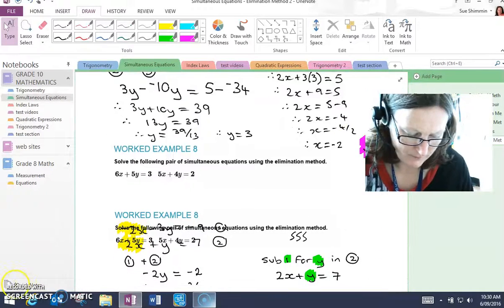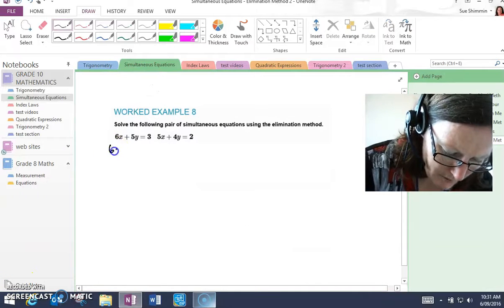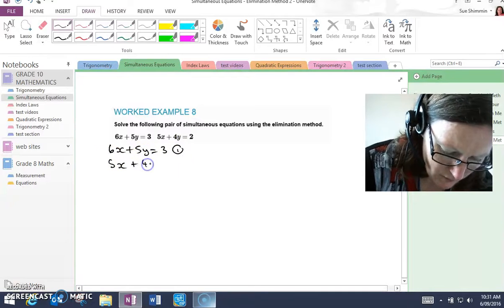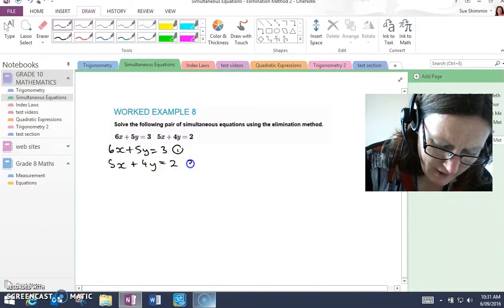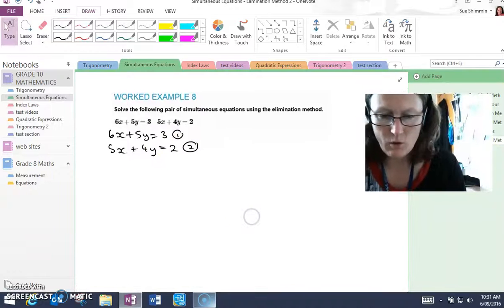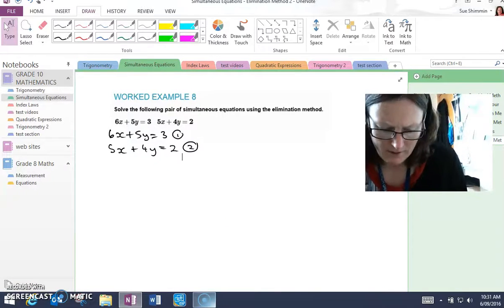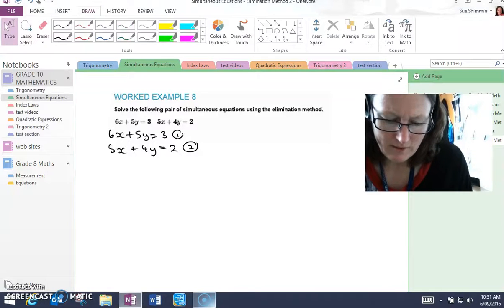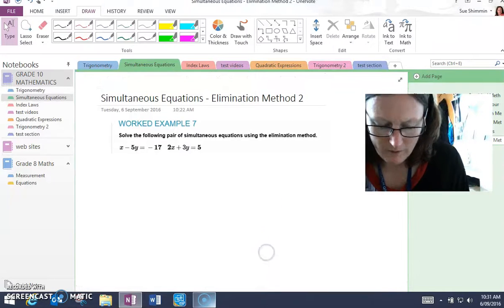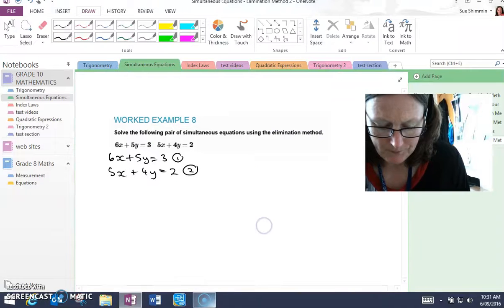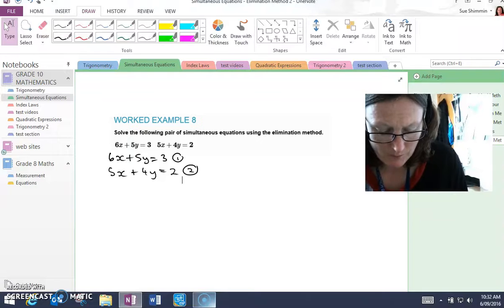Okay, one more worked example with the elimination method. There's equation 1, there's equation 2. It isn't immediately obvious what I can eliminate because the coefficient of the x and the coefficient of the y are not the same. This one's a bit harder than worked example 7. In worked example 7 we multiplied one of the equations by 2. In this case, it's not that simple.